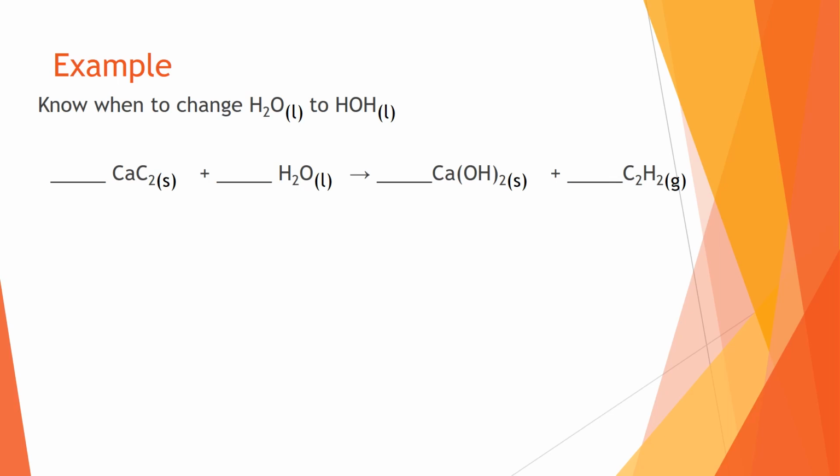Now this one's a little bit more difficult. There's definitely more atoms on each side. There's more molecules involved, but it's done the same way. So separate your reactants and products. I have my reactants on one side and my products on the other side. Now let's see what atoms I have. So I have calcium, I have carbon, I have hydrogen and oxygen.